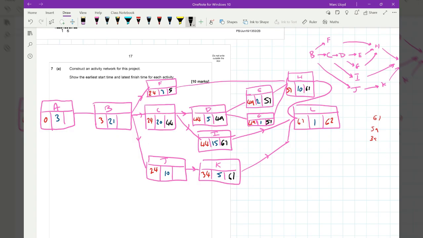Oh, I haven't done J. 61 take away 5 is 56. 56 take 10 is 46. C is going to be the one. 44 take away 20 is 24. 24 take away 21 is 3. There we are. We've done it. So that is our activity network. Remember, when we're doing those late times, you want the lowest one. When you're doing the early times, take the biggest one.